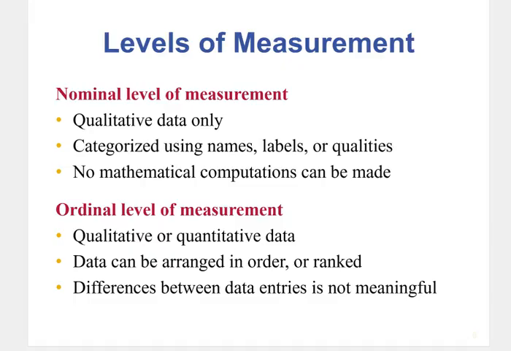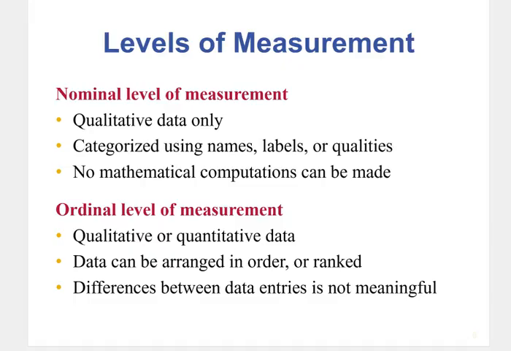All right, ordinal level of measurement. It can be qualitative or quantitative, depending. But the most important thing about it is that the data can be arranged in order, or it can be ranked. But the differences in the data aren't really meaningful. So I like to use letter grades as a good example, because they can be put in order, right? We know that A's are better than B's are better than C's, but how much better is an A than a B? Well, it depends on your A and depends on your B.